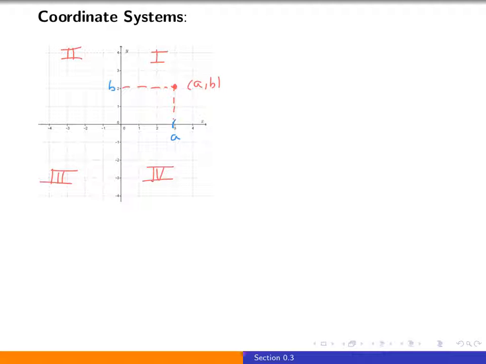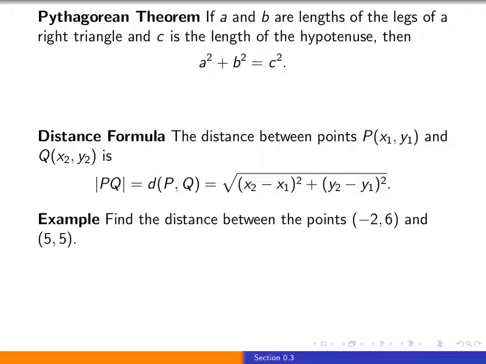Now a few basic properties of the coordinate system. Something that we've most likely encountered in the past is the Pythagorean theorem. What the Pythagorean theorem tells us is that if we have a right triangle and its legs have lengths A and B, and the hypotenuse has length C, then a squared plus b squared equals c squared.